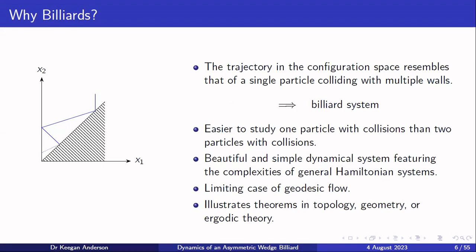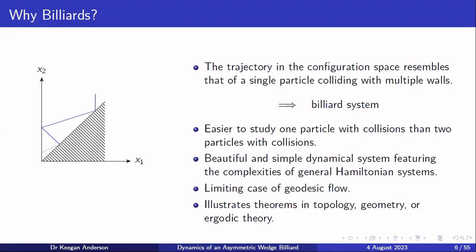But why do we swap from this system of two masses to this configuration space? Essentially, if we look at the configuration space, it's equivalent to a single particle moving around on a two-dimensional plane, colliding with walls. And we can always say that it's easier to study one particle than it is to study two particles. That's what leads us to these types of systems.